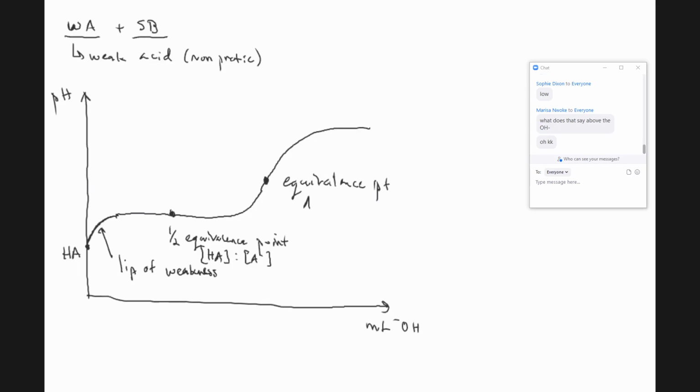This is all A minus now. So do you see what's happening? As you add OH to the system, the strong base, it's beginning to rip off every hydrogen available to your weak acid. But during this region here, where it's kind of flat, we ended up calling this the buffer region. Hence why we spent all that time going over buffers earlier.